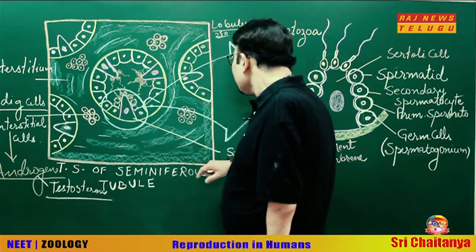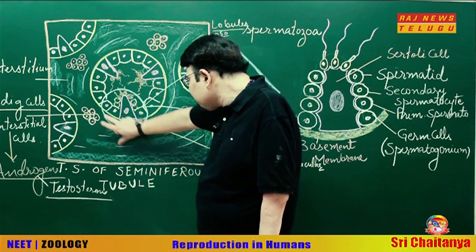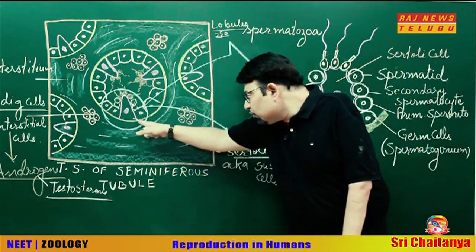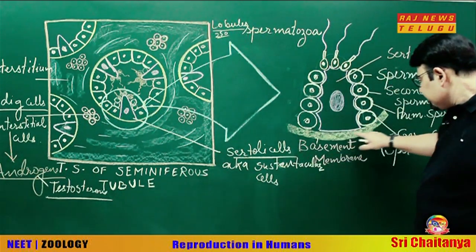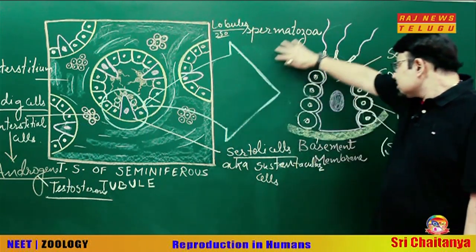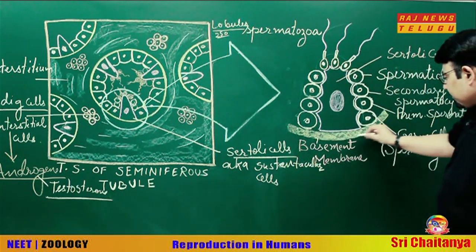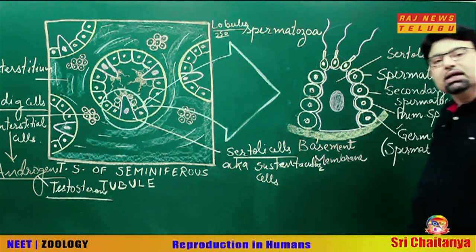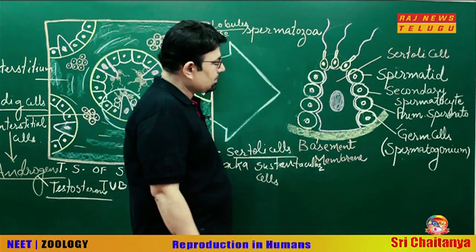Dear students, for our ease, what I have done, I have enlarged this part here. So this yellow colored line that I have shown, which is a basement membrane, I have now shown here, and this is what is there. This is a detailed one, enlarged one. So this is a basement membrane. These cells are the germ cells. Germ cells are also called spermatogonium.